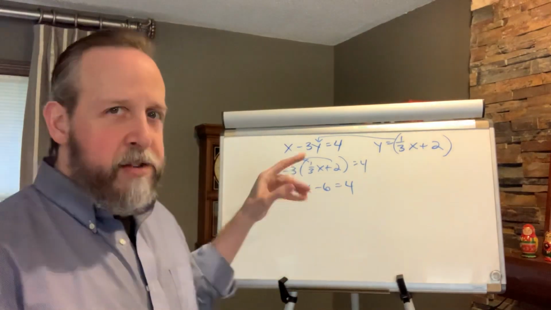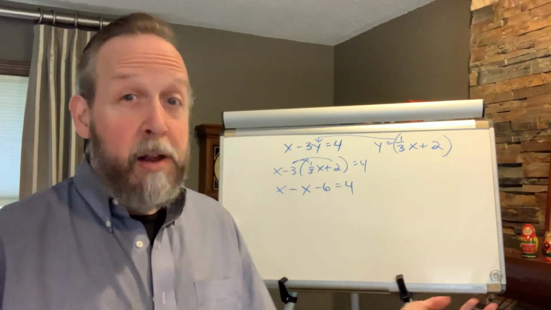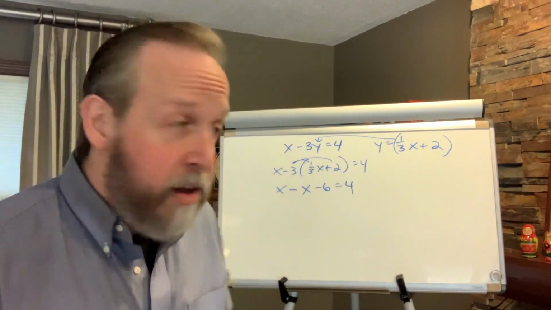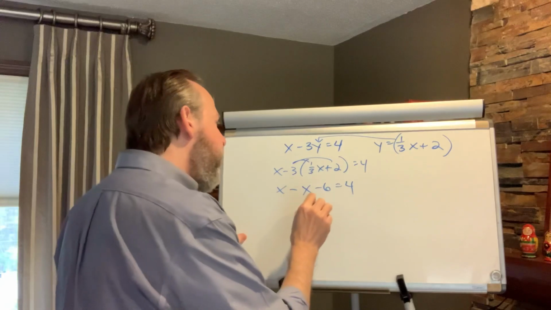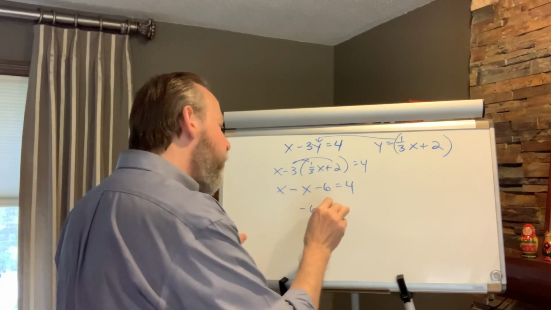What does x minus x on the left side of the equation turn into? Nothing. It cancels out. X minus x is nothing. So I'm left with negative 6 equals 4. It does not equal 4.